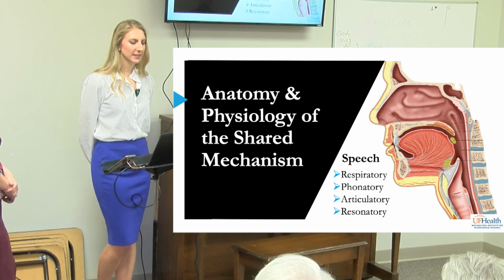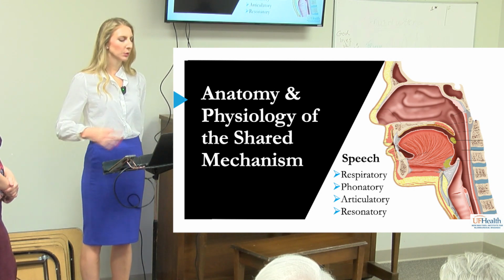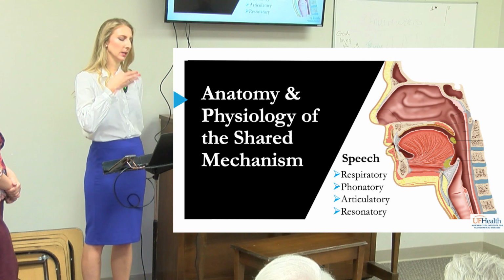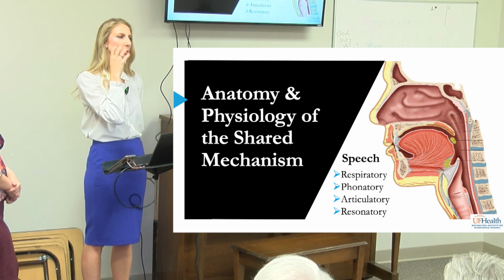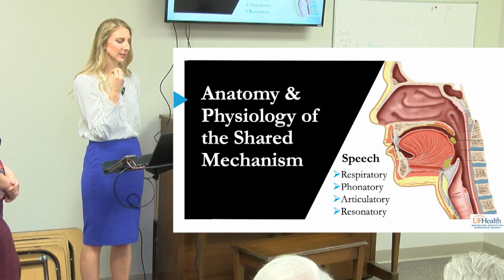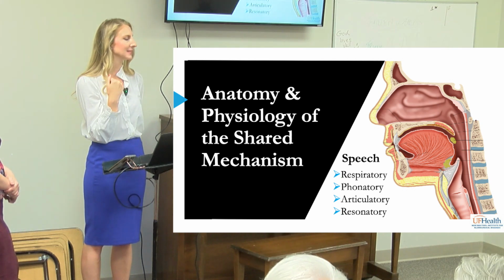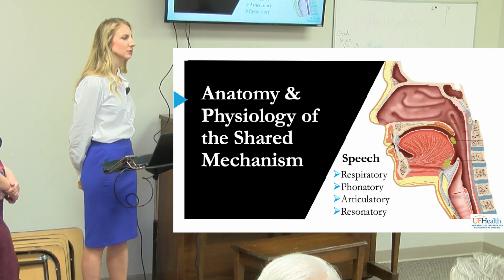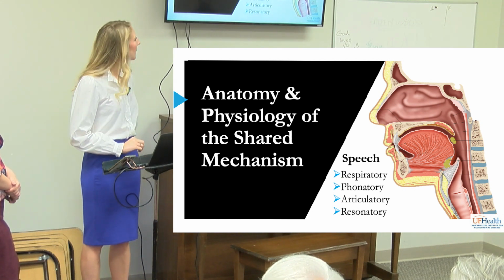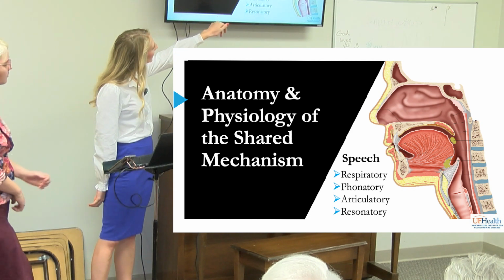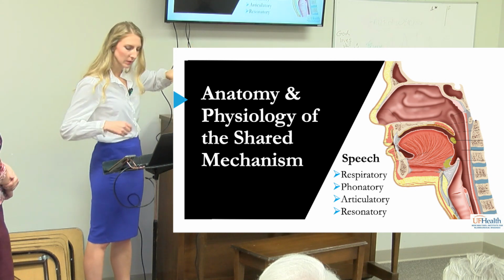So the anatomy and physiology of the shared mechanism here is the speech system. So there's 4 subsystems for speech: the respiratory system, your lungs; the laryngeal system, or your phonatory system here; your articulatory system, so your mouth that shapes the sounds; and then your resonatory system, giving it a certain tone. Sometimes it's going through the nose for ims, ins, ings. That would be like a nasal resonance. And so with these, you can see we have the mouth, right? The tongue, the lips, the teeth. So that would be our articulatory system.